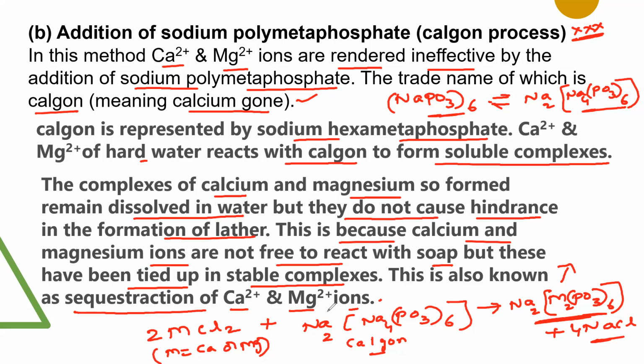So in this method, what happens? Calcium ions and magnesium ions are rendered ineffective by the addition of sodium hexametaphosphate. Due to this calgon, it combines with the calcium and magnesium and forms a stable, insoluble complex, which is called sodium magnesium complex or sodium calcium complex, along with phosphate. Very, very important. This is called Calgon's method.